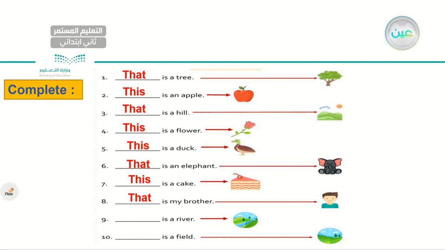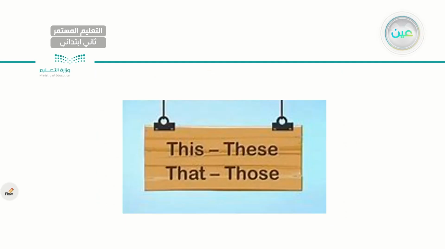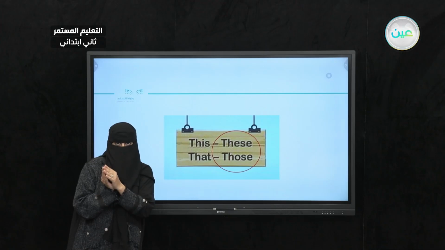Now I have the same picture. I have a river, but one of them is close, near. This is a river. Next one I have a field. That is a field. Okay, remember, I use this and that with singular. Now for the next part, we are going to focus on these and those, because now we will be focusing on plural nouns, okay?